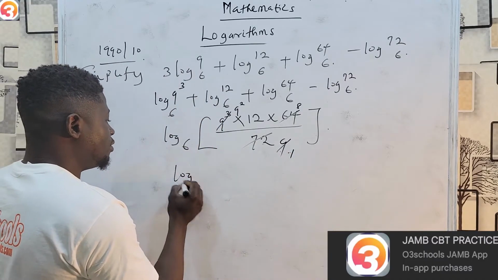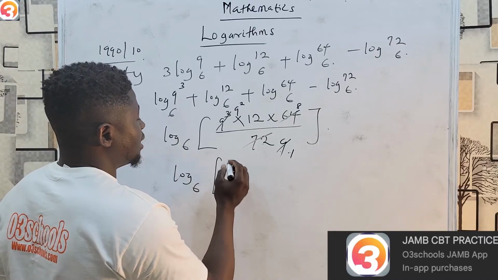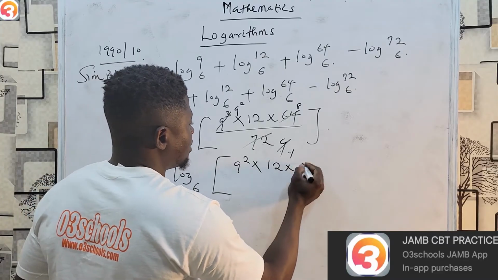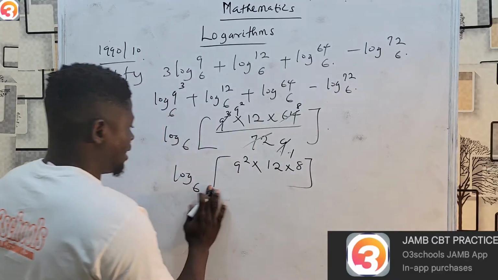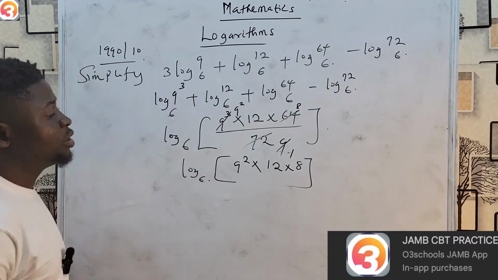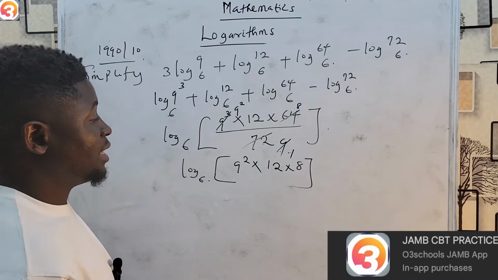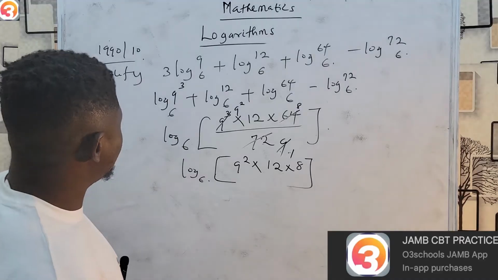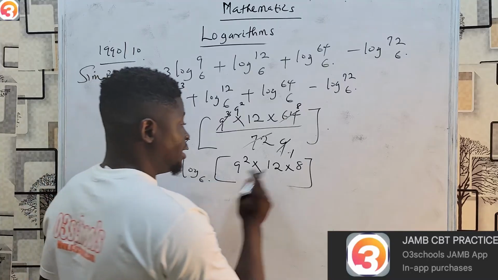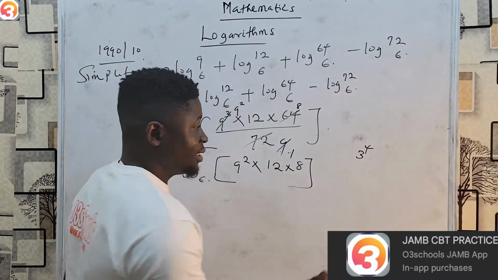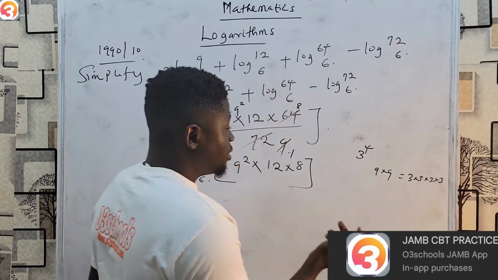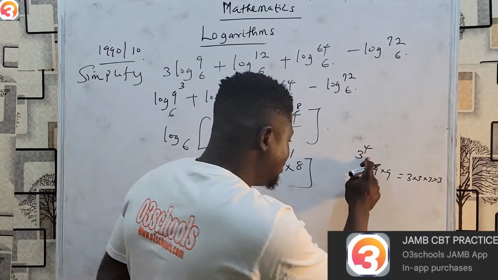So we're going to have logarithm base 6 of brackets 9 raised to the power 2 times 12 times 8. Let's minimize space rather. So this is what we have left: 9 raised to the power 2 times 12 times 8. We can simplify further. 9 raised to the power 2 is something like 3 raised to the power 4. You get 9 times 9 is equal to 3 times 3 times 3 times 3. So that's why I'm saying 9 raised to the power 2 is 3 raised to the power 4.